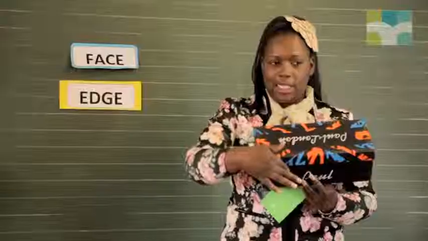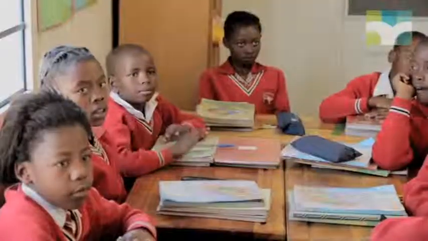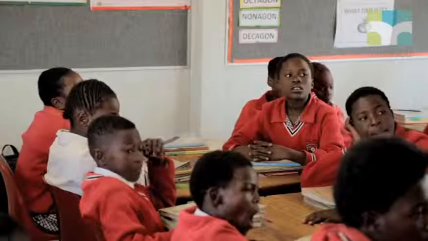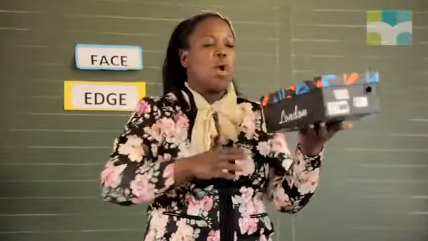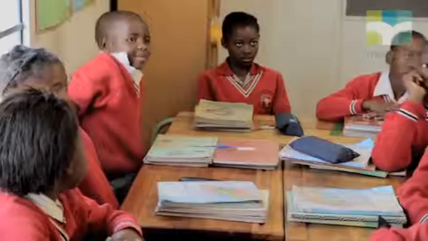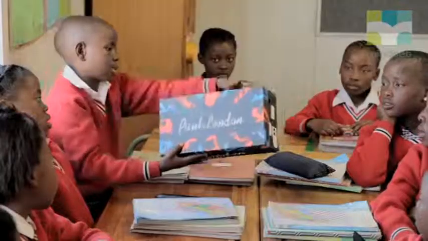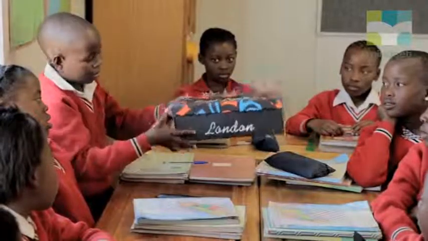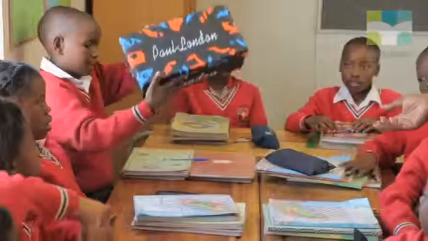Where 2 faces meet, we call the place where they meet an edge. So there is an edge. If we look at this rectangular prism, there's an edge, edge, edge, and an edge. So I want you to count for me the number of edges on this rectangular prism. 1, 2, 3, 4. It is very important for the learners to know the number of faces and also the number of edges that we find on an object.